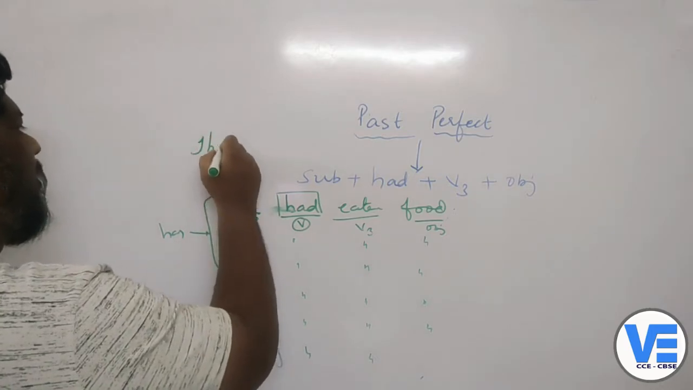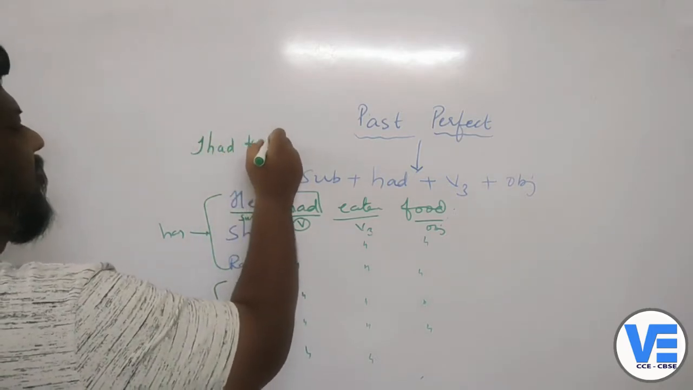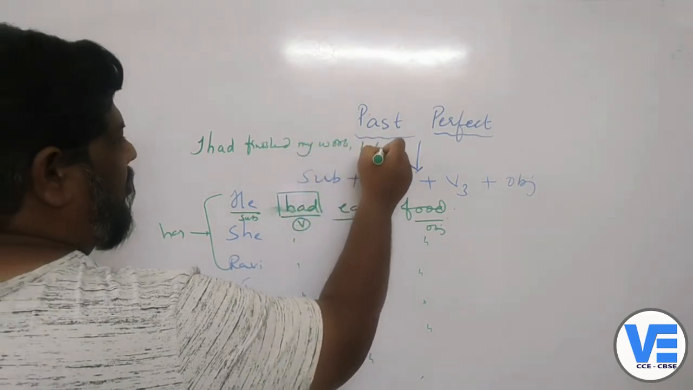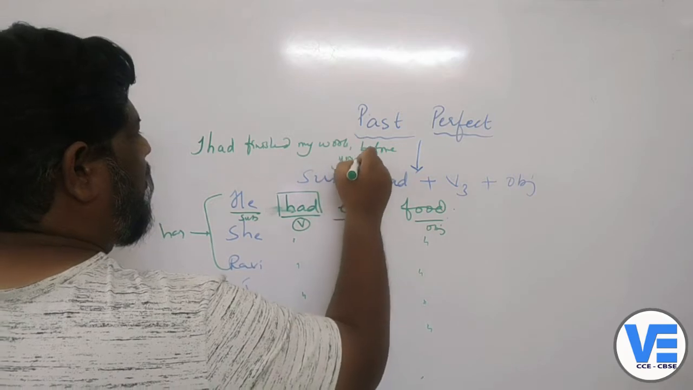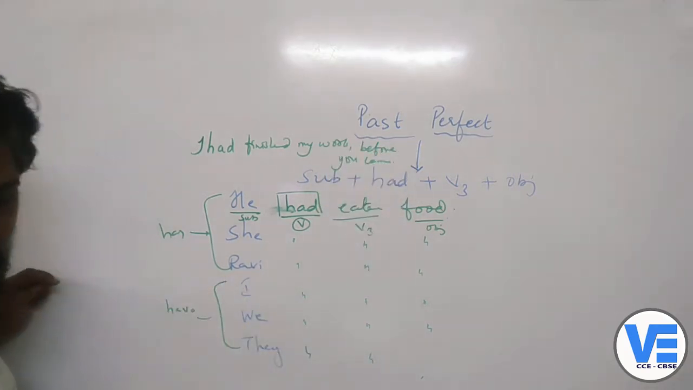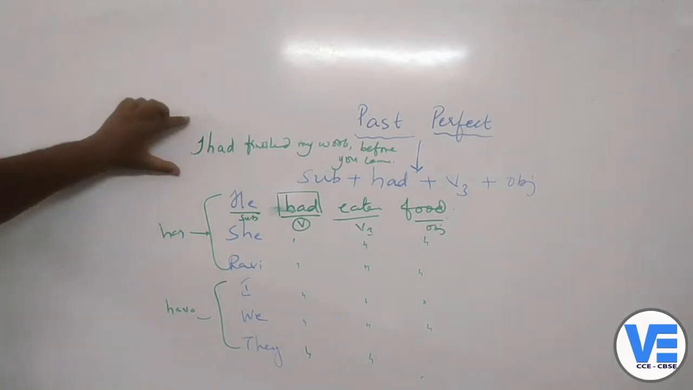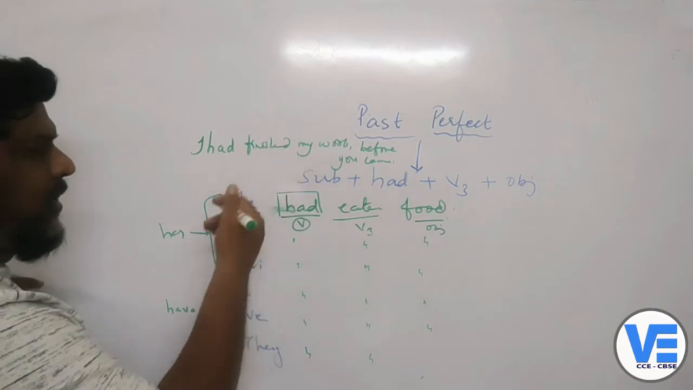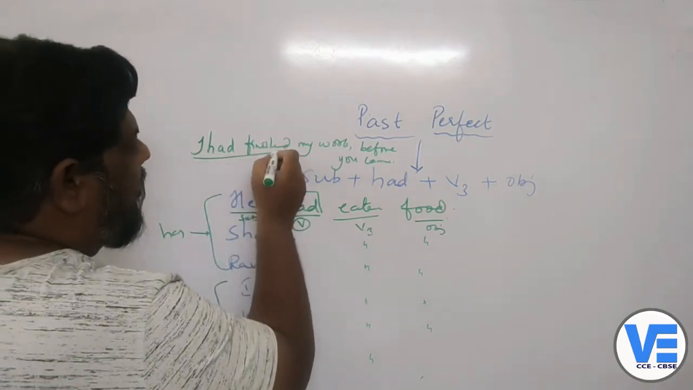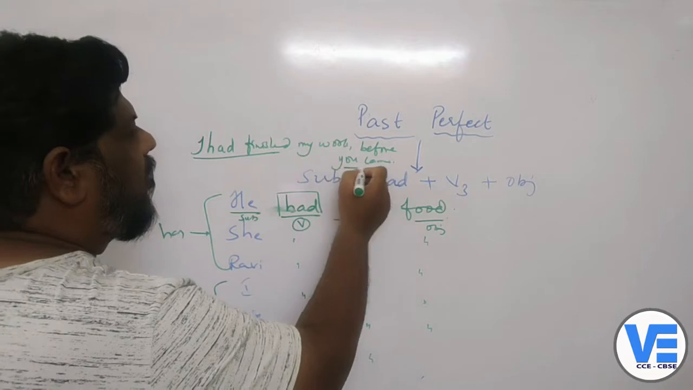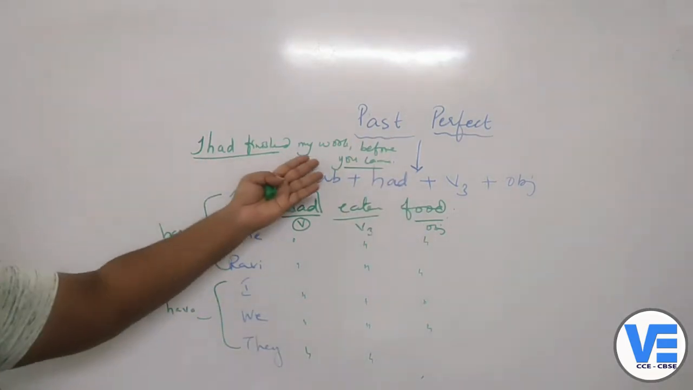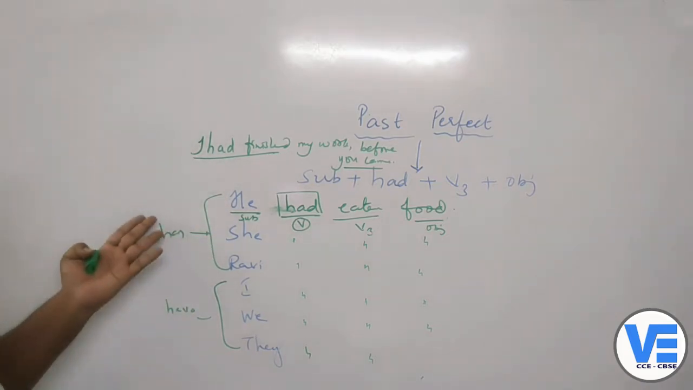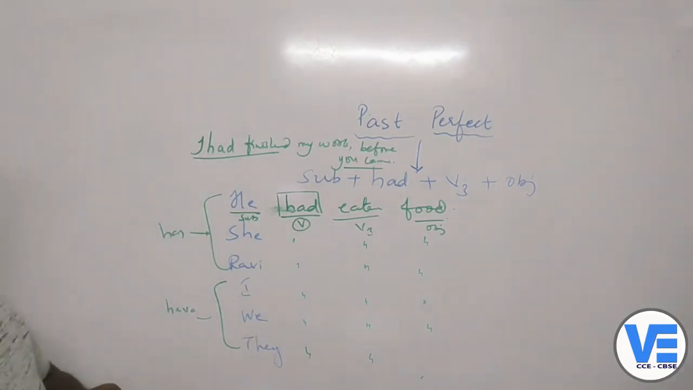I had finished my work before you came. So here he is talking about something which happened maybe yesterday or some time back. He's saying that I had finished my work before you came. So some friend has come, and before he came, he had finished his work here. So that is how you can take many examples of the past perfect tense.